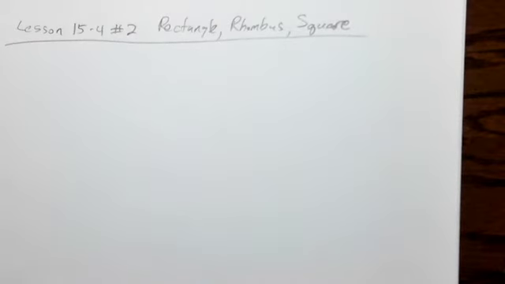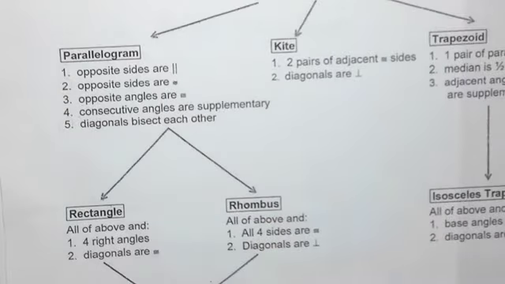We're going to look at more information on rectangles, rhombus, and square. The other day we looked at the properties of it. I'm going to go back and look at this sheet again.